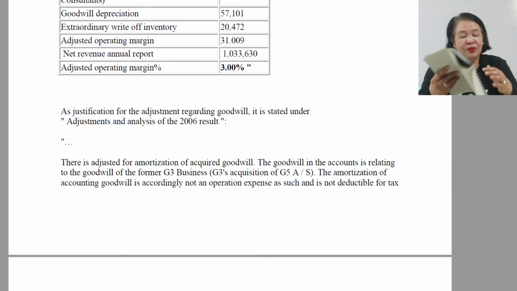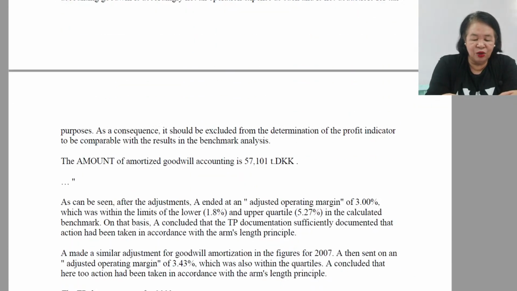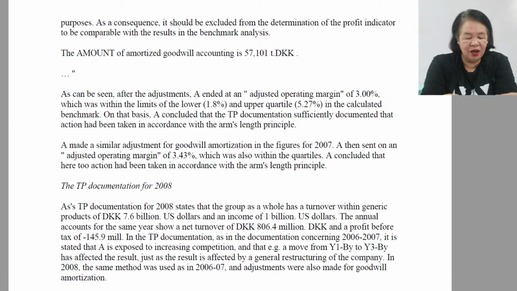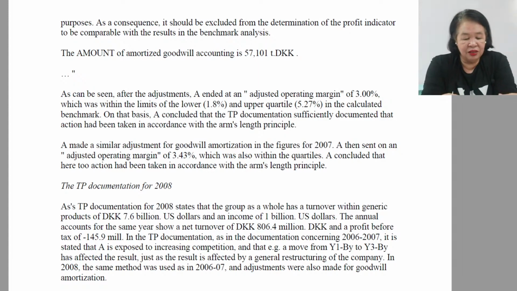No? So, this is allowed. As a consequence, it should be excluded from the determination of the profit indicator to be comparable with the results in the benchmark analysis. No? So, the amount of amortized goodwill accounting is 57,101 Danish krone. No? Itong Danish krone, ito yung pera ng Denmark. Sa atin, peso, the conversion rate is 7.78. So, 7 pesos and 78 centavos equals to 1 Danish krone.